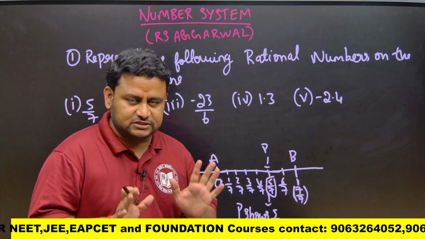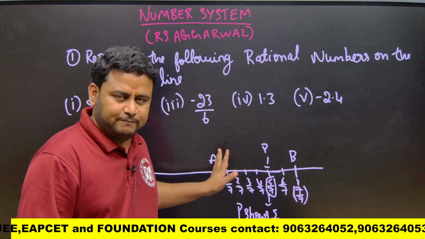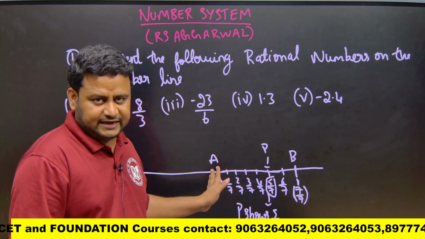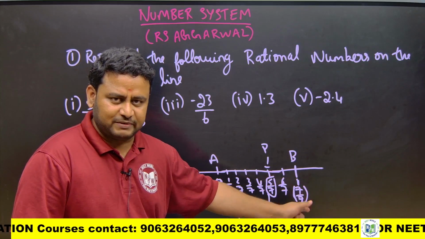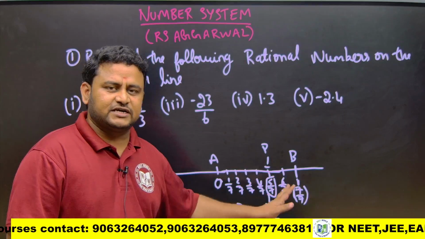First, what was the procedure we followed? First we drew a line, then we named the point 0. Okay, that will be point A. Then we took 1 centimeter. That 1 centimeter can be written as what? 7 by 7, because the denominator is 7. We have to write it as 7 by 7.